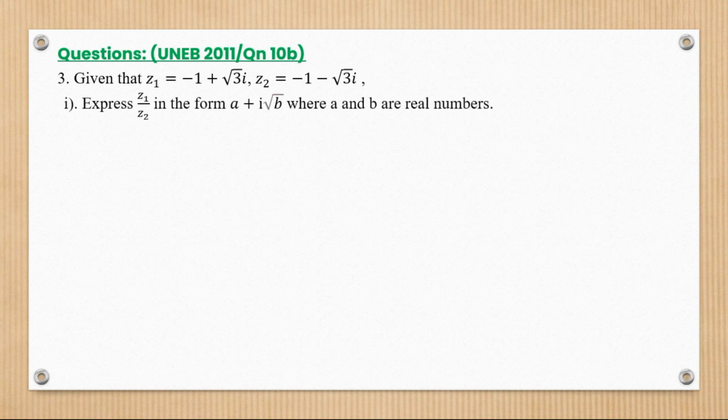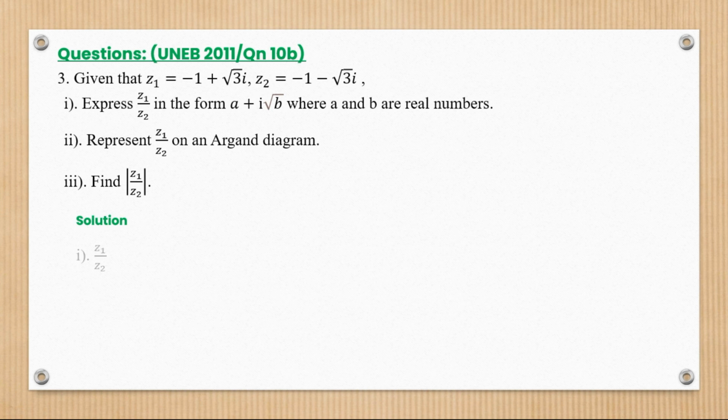Alright, so let's look at an example from UNEB chapter, UNEB 2011 question number 10b. So given that z1 is equal to -1 plus √3i and z2 is equal to -1 minus √3i. So we're being asked to express z1 over z2 in the form a plus bi, where a and b are real numbers. Part 2 asks us to represent z1 over z2 on an Argand diagram. And then part 3, we're being asked to find the modulus of z1 over z2.